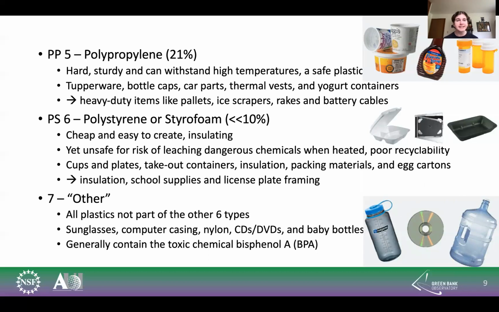Next is polystyrene 6, or as you might commonly know it, styrofoam. And while it is not as commonly produced, especially anymore, it is still really cheap and easy to make. And it has a bonus property of being rather insulating. For these reasons, you will sometimes find, and you definitely used to find, styrofoam takeout containers, cups and plates. You'll also find it in insulation and packaging material. Egg cartons still frequently are made out of styrofoam.